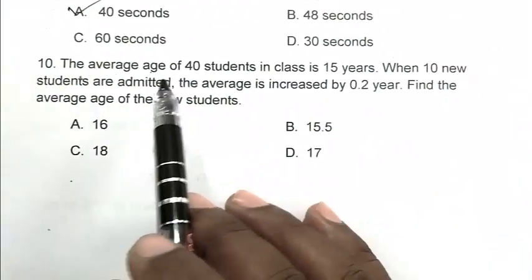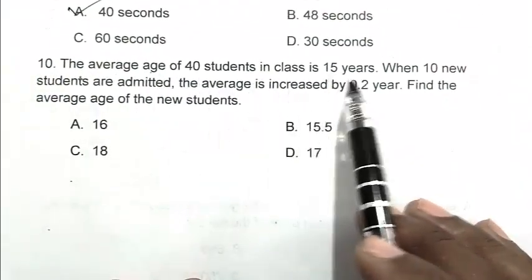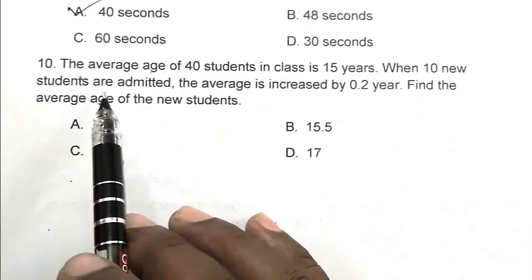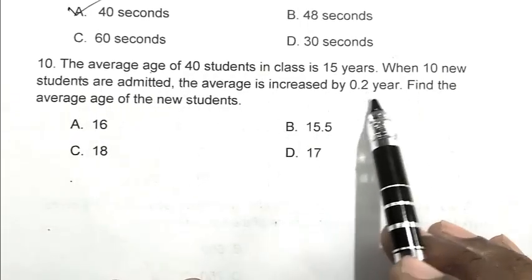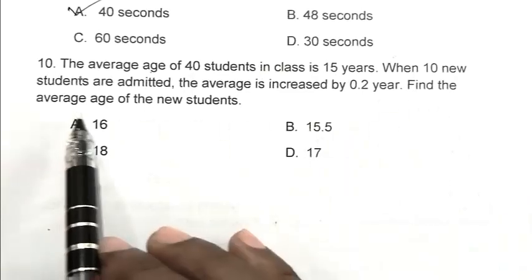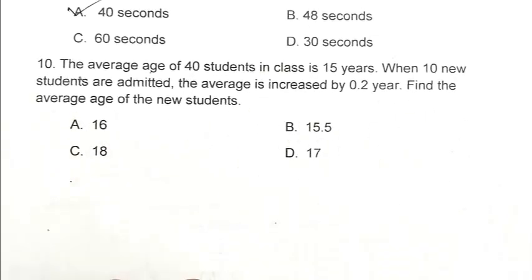Question number 10. The average age of 40 students in a class is 15 years. When 10 new students are admitted, the average increases by 0.2 year. Find the average age of the new students.